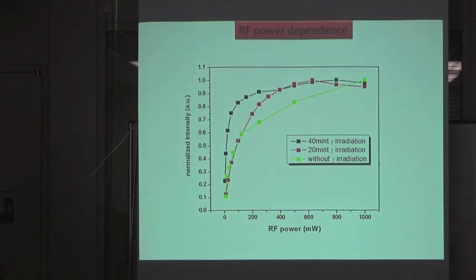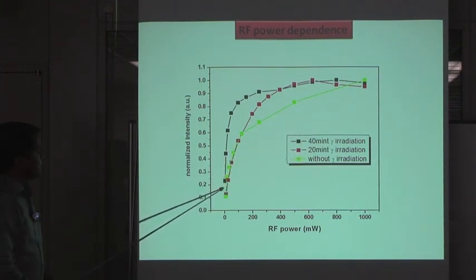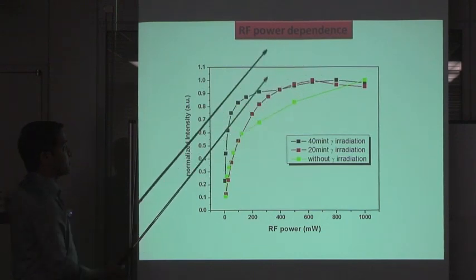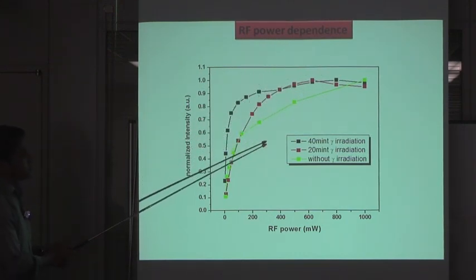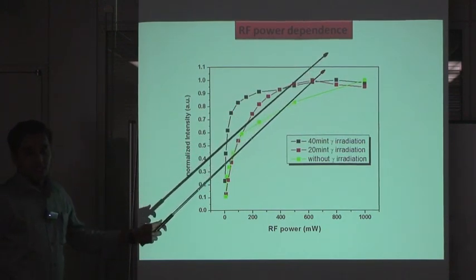Here I show the power dependence of the result of our sample. This curve is for the non-irradiated sample. The red one is for the 20-minute irradiated and the 40-minute irradiated samples. What we see is that as we keep increasing the irradiation time, the saturation is much faster.